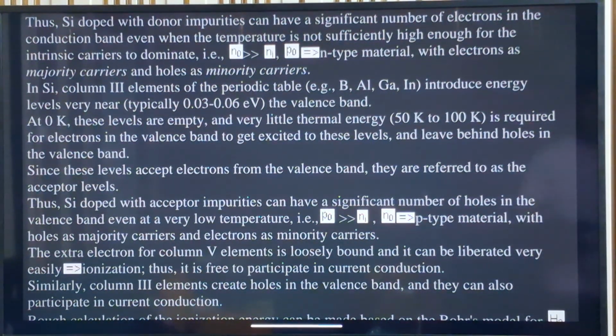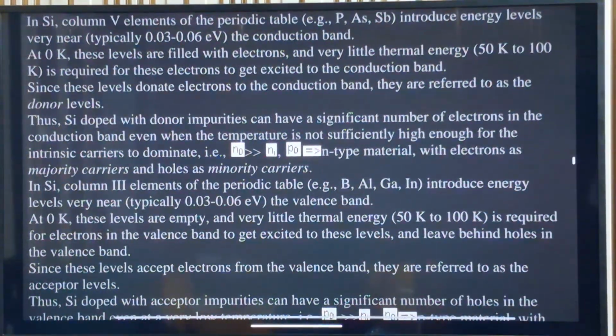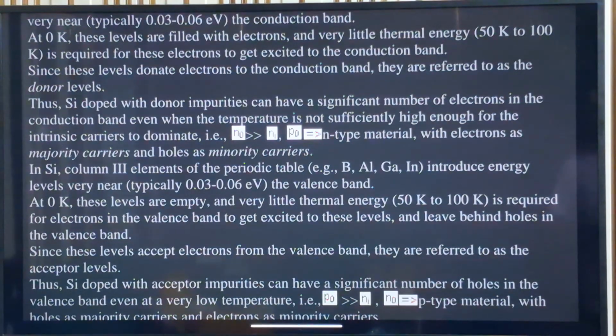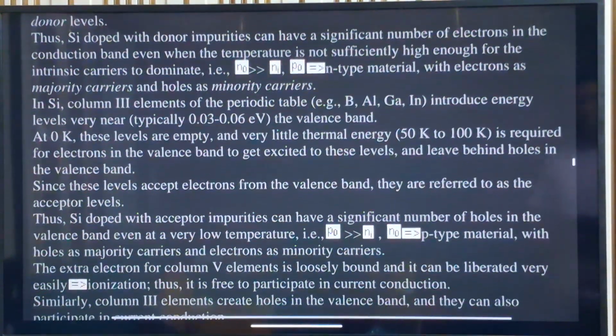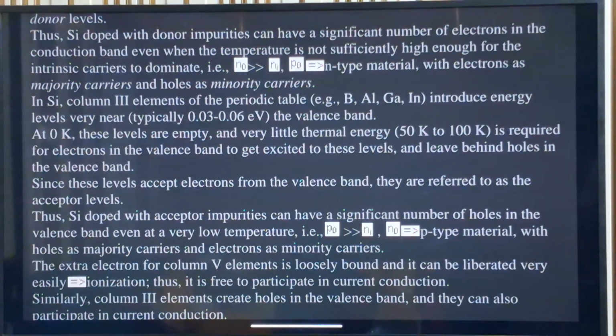As a result, N naught, or the number of electrons in the lattice at, let's say here it was given 50 to 100 Kelvin, is much greater than what would otherwise have been the intrinsic semiconductor concentration, or P naught, which is the number of holes. And therefore we call these types of materials N-type material. Now in silicon, if column 3 elements are doped, then they introduce energy levels which are very near the valence band.